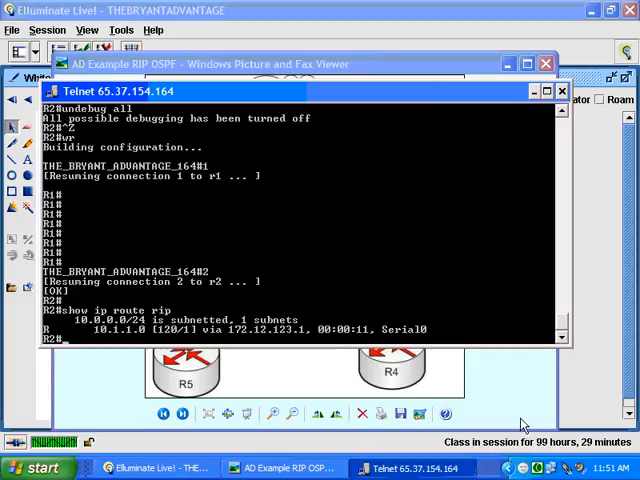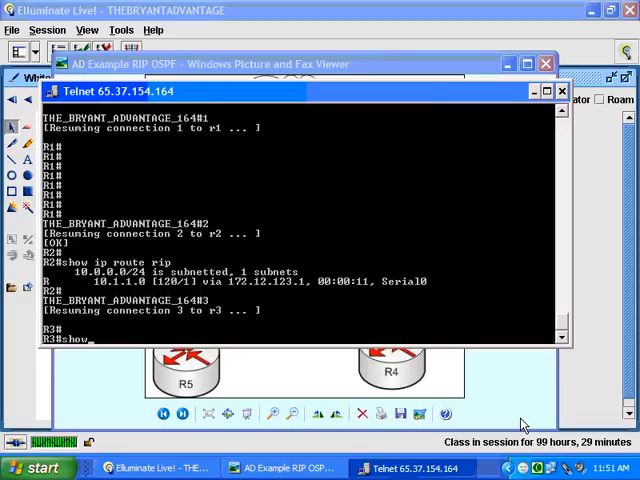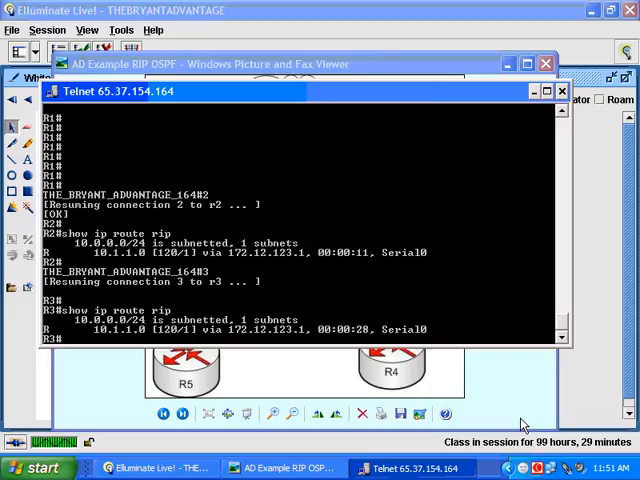And we see the route. Everything looks fine. The next hop is 123.1. Those next hops are what you want to watch. So everything looks fine there. I'm going to go to router 3, which is actually going to act as our ASBR. And everything looks fine there. The next hop is 123.1. The route is there. And we're ready to go.